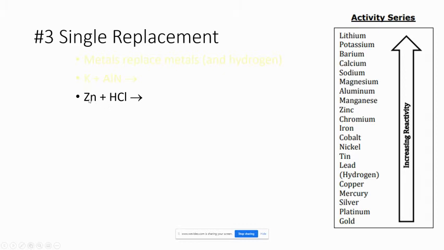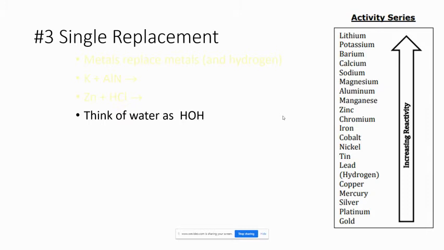Another example, zinc and hydrogen and chlorine. Hydrogen and chlorine are in the compound, so zinc is by itself. I have to make sure zinc is higher than hydrogen on the list. So right here, zinc is in the middle, but hydrogen's way down here. So because zinc is higher on the list, this happens.